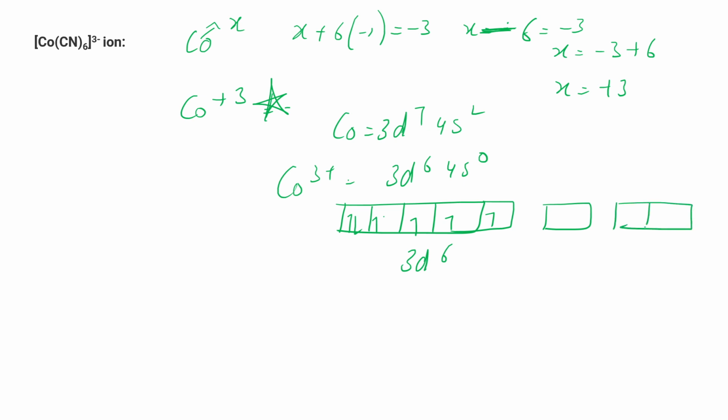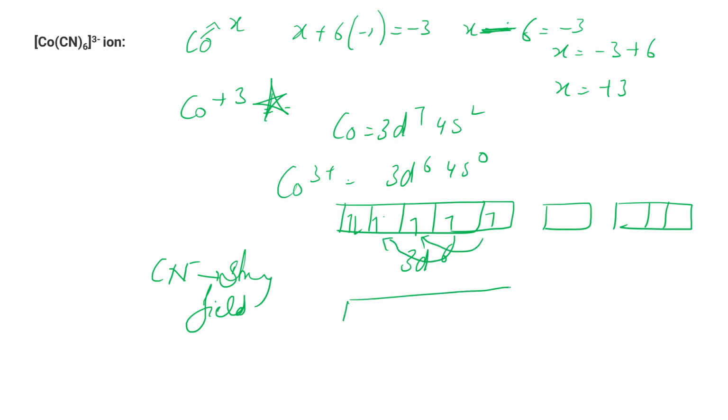Okay. Now, how will the hybridization occur? First, see the ligand cyanide. Cyanide is a strong field ligand. What will it do? Cause pairing. These two electrons will be paired up, and thus new vacant orbitals will be generated in the inner d orbital. 1, 2, 3, 4, 5, 6.